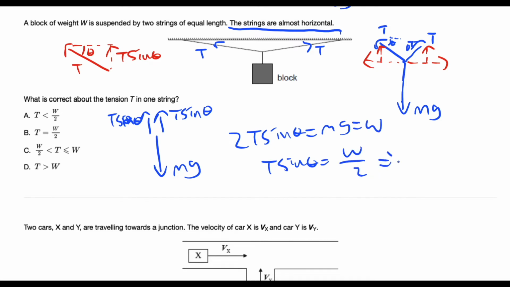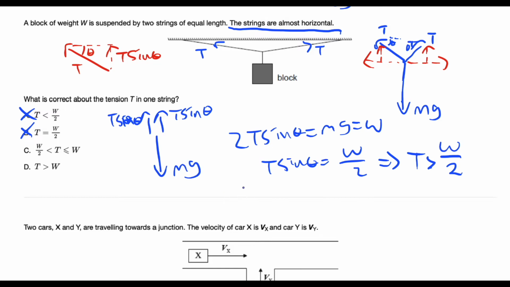And from this we know that tension must be greater than weight over 2. So A and B are immediately wrong. So now how do we solve this problem? And this is where the difficulty comes for this problem.